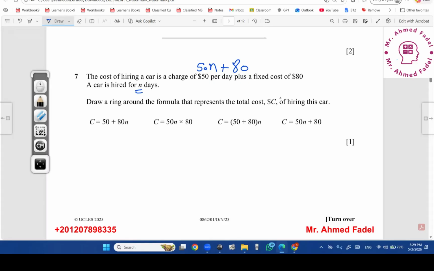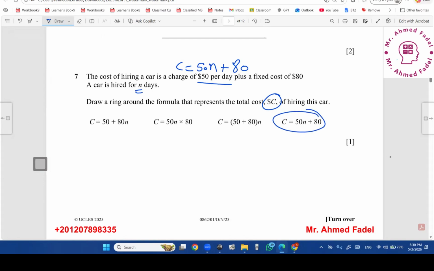They want a formula for the total cost. So it is C equals, to find the total cost, you multiply $50 by the number of days, so 50 times N, then you add a fixed cost of 80. So it is this one.